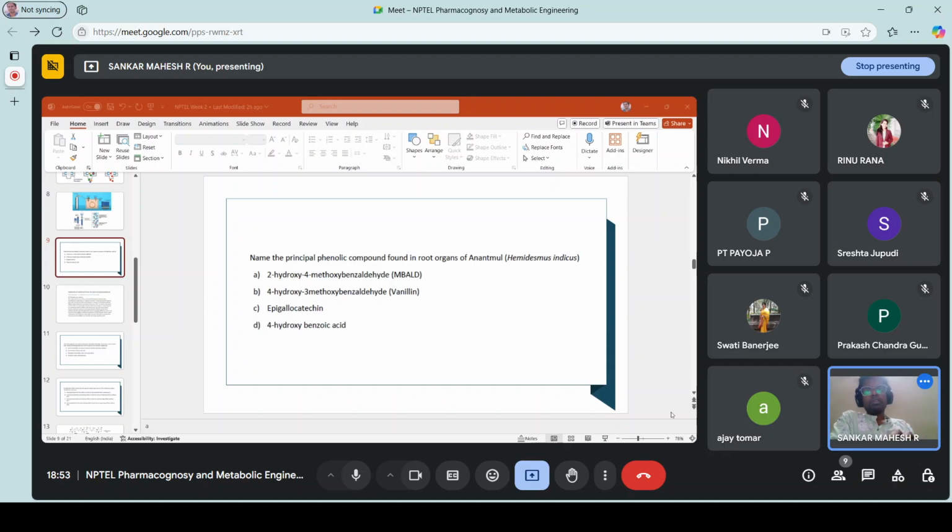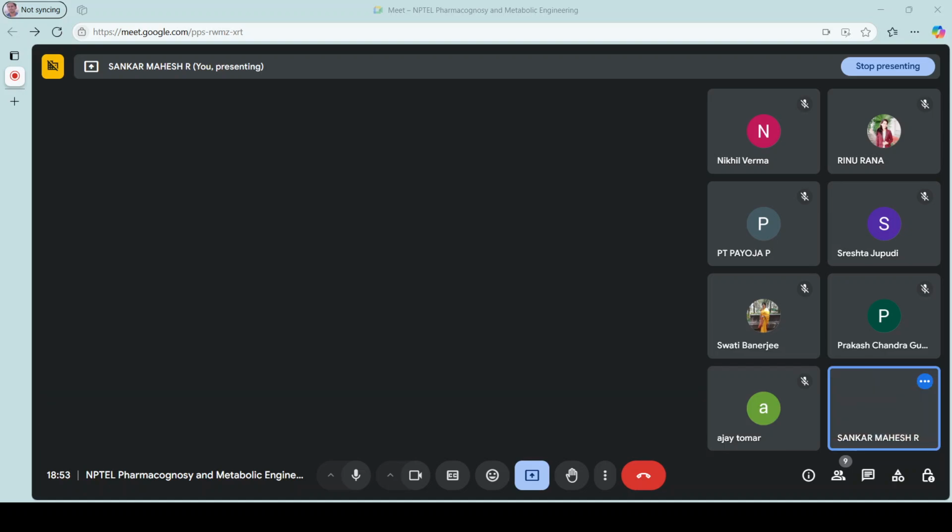Okay, so for this question, I was referring to this text. Here they mentioned that the active principle of this fragrance is 2-hydroxy 4-methoxy benzaldehyde, which is option number A here.